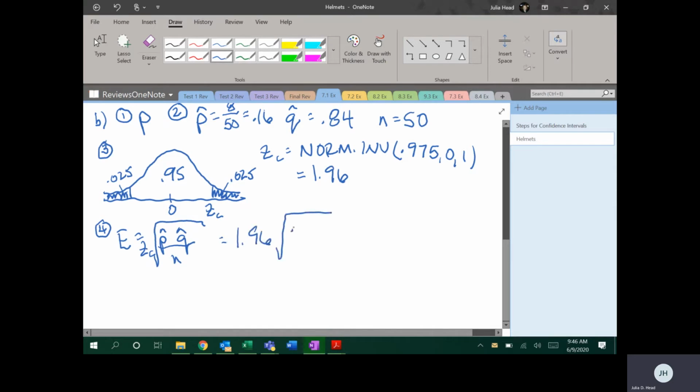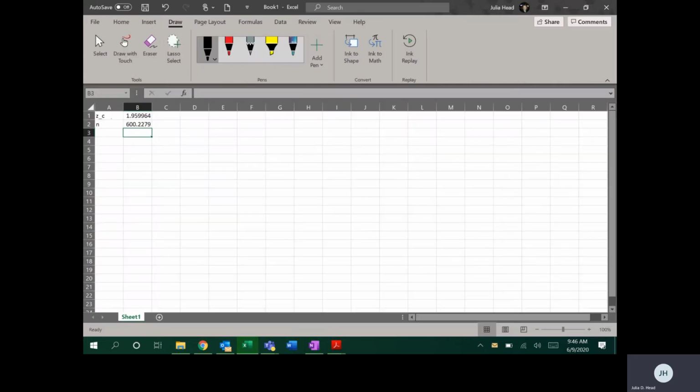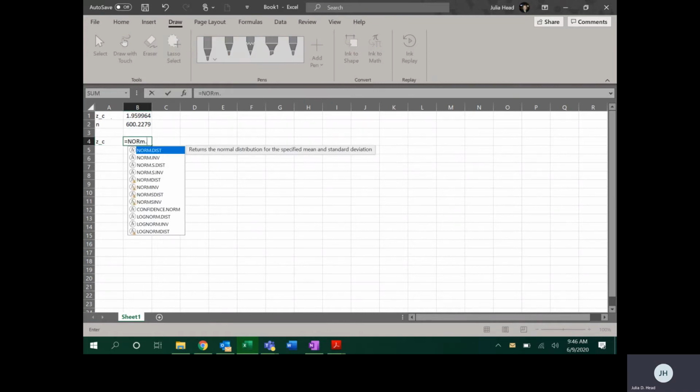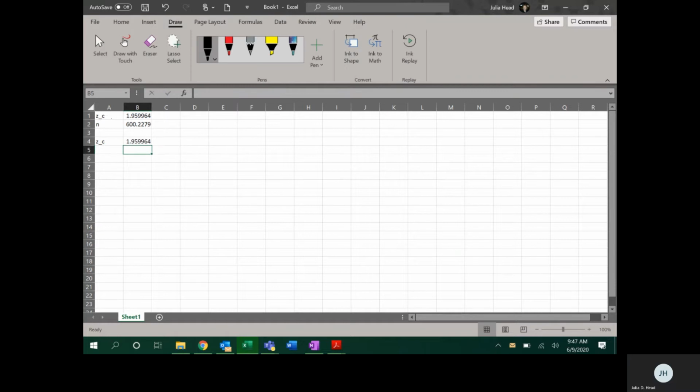So we have 1.96 times the square root of 0.16 times 0.84 over 50. And since this is part B, I'll skip a line. It's still the same question, but calculate my critical value again, because again, I don't want a rounding error. We see we get the same error. So then E was the critical value. And again, you have to cell reference it. You can't type in 1.96.